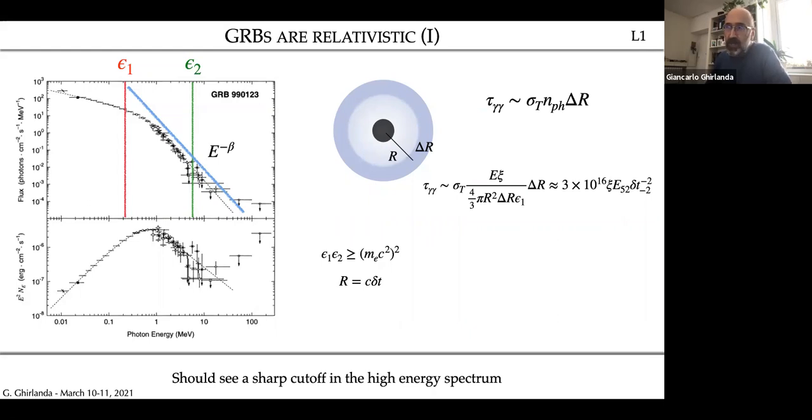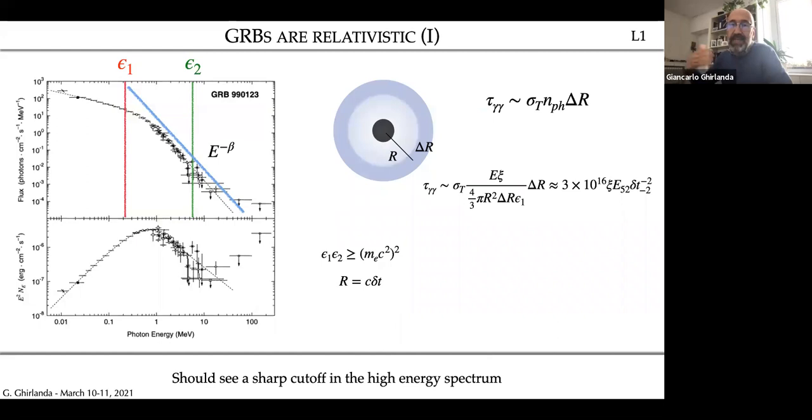In a very simple way of dealing with the problem, which is not, of course, the formally most correct one, but at an order of magnitude is sufficient, you can think that the optical depth is the product of the cross-section, approximately the Thomson one, times the density of photons.